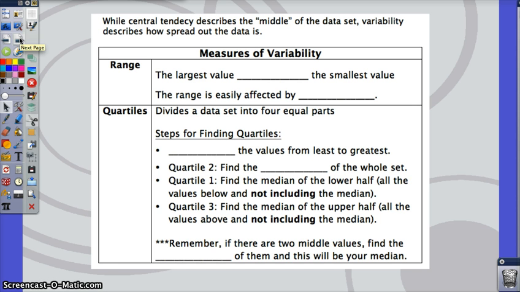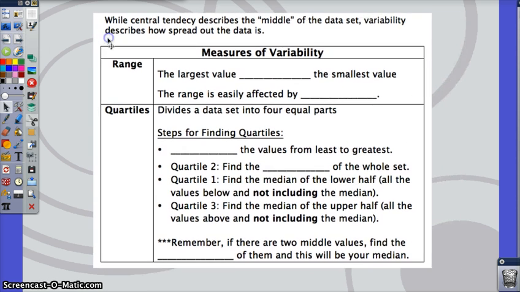So when I say variability, think about how spread out is this data. Range is one way we can look at how spread out data is, and to find the range, you take the largest value minus the smallest value, so the maximum minus the minimum. And the range, though, is easily affected by outliers. So if you have one value that's way higher or way lower than another, when you do the range, you're going to see that the data is really spread out.